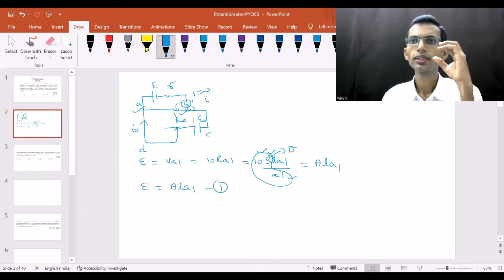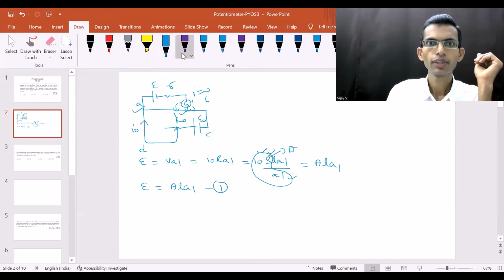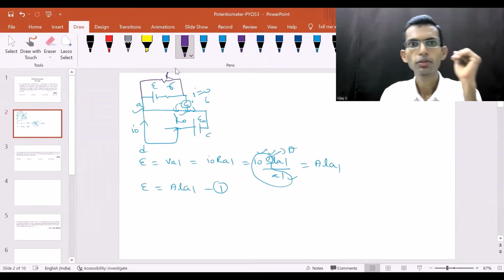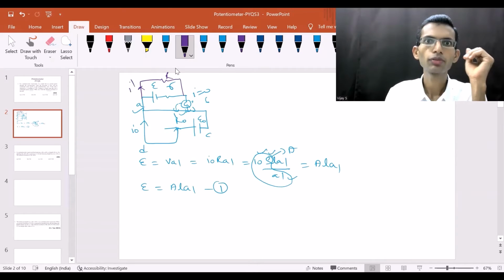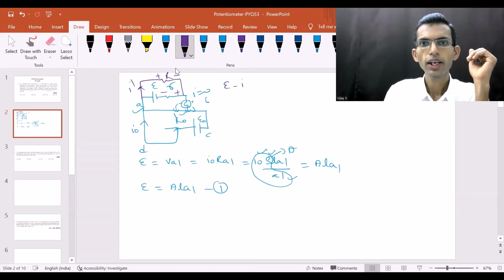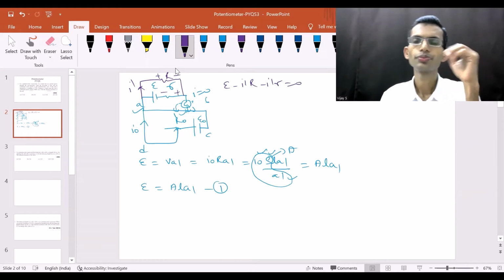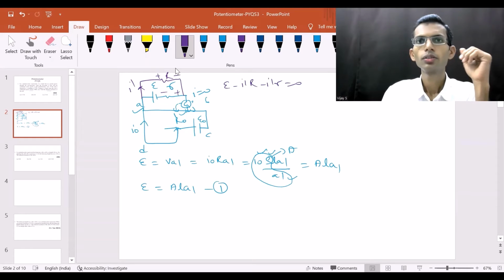Right. Let us consider second case in which a resistance R is connected across the cell. Here you can see the circuit is closed. Let us say I dash is the current flowing through it. Right. Let us apply KVL to get I dash. So E minus I dash R minus I dash r becomes 0. Right. So we are going to get I dash as E by R plus r.